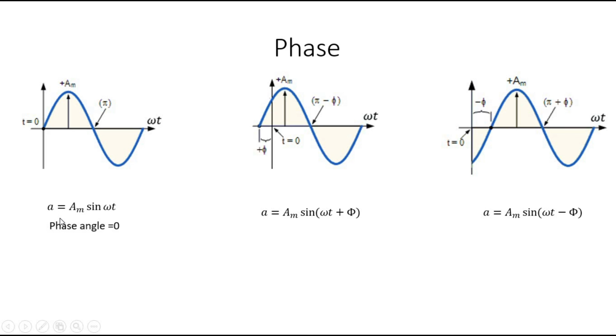So here the phase angle is 0, it is starting from 0 itself. Here the phase angle is plus φ, and here it is minus φ. This is called leading by angle φ, and this is called lagging by angle φ. So this is the phase or phase angle. We can represent the sine wave with the phase angle also.